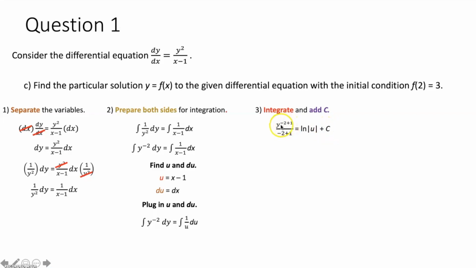Now we simplify over here. This becomes y to the negative 1 over negative 1. And here we need to plug in whatever we set u equal to, which is x minus 1. So we take that, plug it back in for u. And now we simplify even further. Y to the negative first over negative 1, we can just rewrite as negative 1 over y.